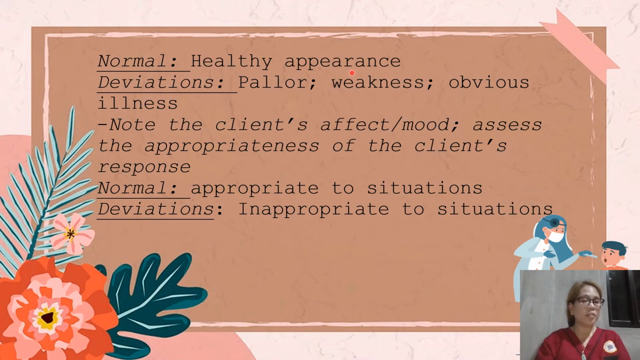Okay, so part of your general survey, the overall findings should be healthy appearance. Okay, deviations from normal. There is a pallor, weakness, and obvious signs of illness. You have to note the client's affect or mood by assessing the appropriateness of the client's response. For normal findings, of course, the response of your client should be appropriate to the situations or related to your questions. Okay, deviations, there is an inappropriate answers or response to the situation.